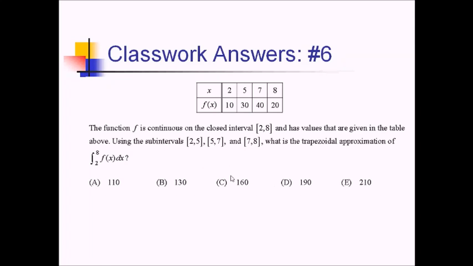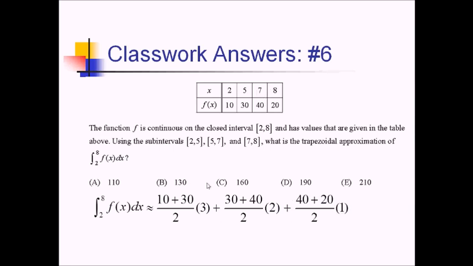On this problem, we're looking for a trapezoidal approximation of the integral from 2 to 8 of f of x, and we're given this table to help us out here. So using some trapezoids, we've got 10 plus 30 over 2 times a base of 3 for the first trapezoid. Then we've got 30 plus 40 over 2 times a base of 2. And then finally 40 plus 20 over 2 times a base of 1.